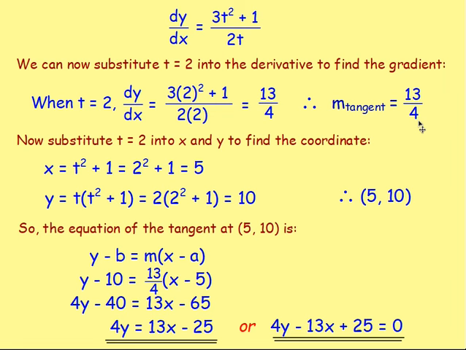The point, well, we know t is 2. And how do we get x and y? Well, we were told at the start x equals t squared plus 1 and y equals t bracket t squared plus 1. So when t is 2, replace t with 2 in x and y, and we will get x to be 5 and y to be 10, which will give us that point. After that, the equation, gradient point equation, we know the gradient, we know the point, so we can sub that into y minus b equals m bracket x minus a. Okay, and you will get your answer.